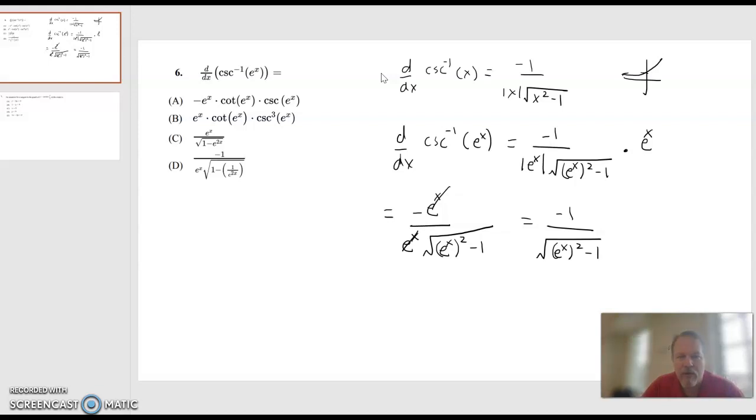D is the closest, but here's what they did. They factored out an e to the x squared from these two terms. It's called a force factor. So I'm going to write equals -1 on the top. On the bottom, I'm factoring out e to the x squared from both terms. So I get e to the x squared times parentheses 1 minus 1 over e to the x squared.